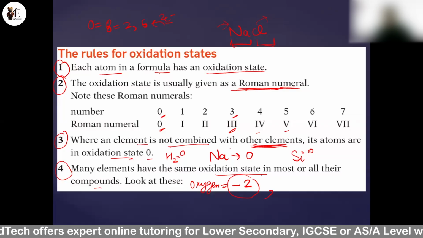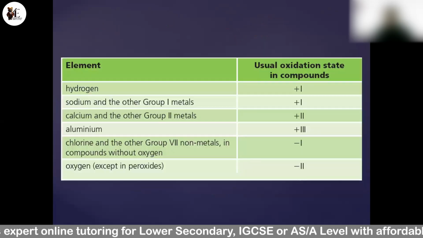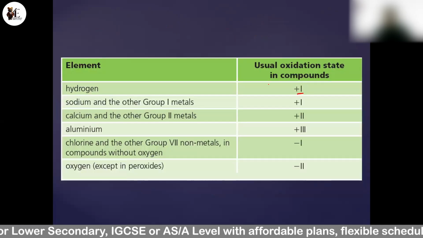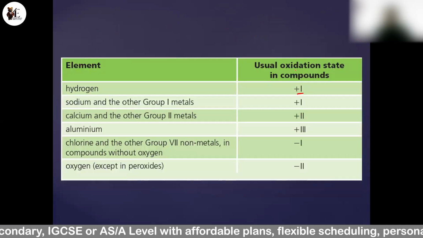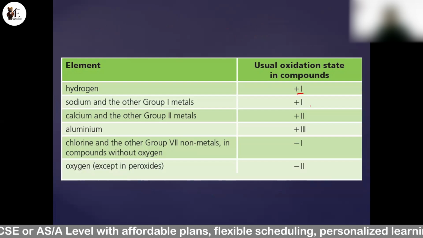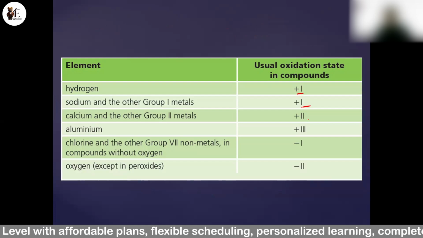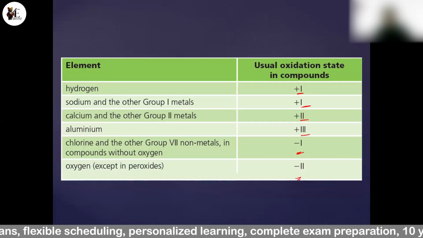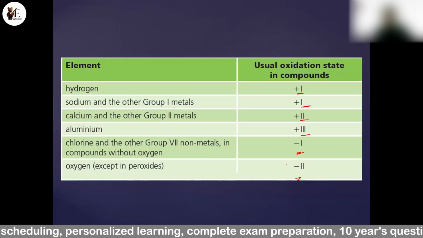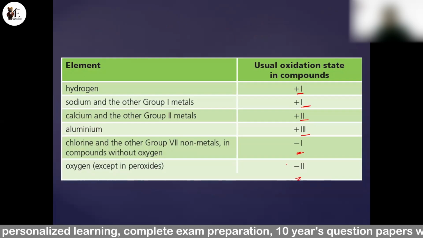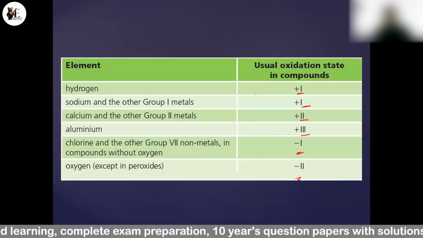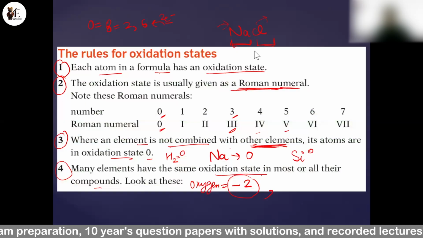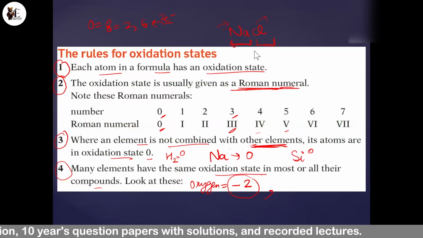I'll tell you here. Hydrogen is +1 in most compounds. Sodium is +1. Calcium and the other group 2 metals are +2. Aluminium is +3. Chlorine is -1. Oxygen is -2. So these many elements have the usual oxidation states. Please write down this slide, rules for oxidation states. Once done, please let me know.